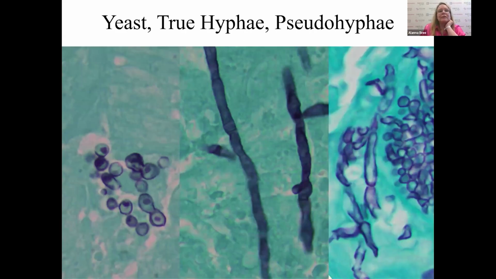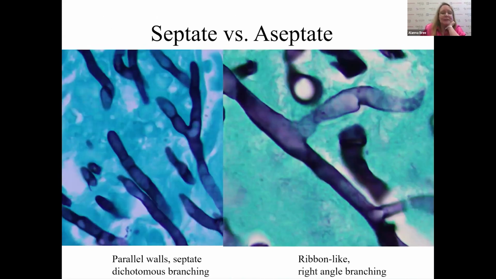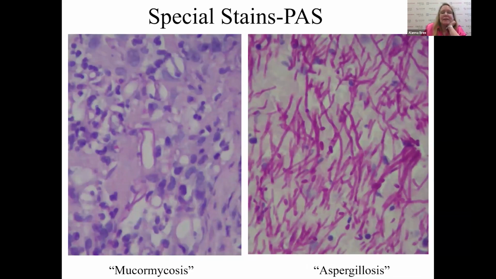So here you can see yeast with the true hyphae, and then also what pseudohyphae look like. Here you can see the septate versus the aseptate varieties. And then the difference between mucormycosis and aspergillosis.